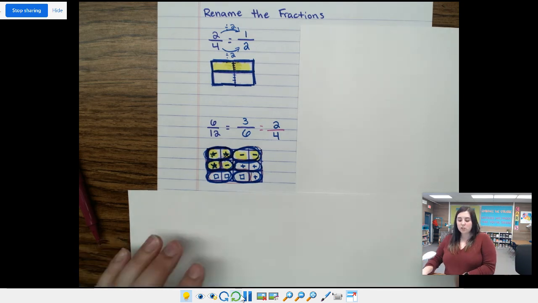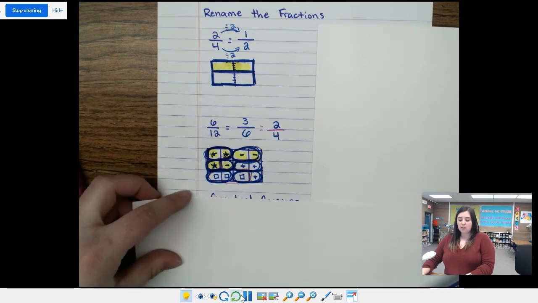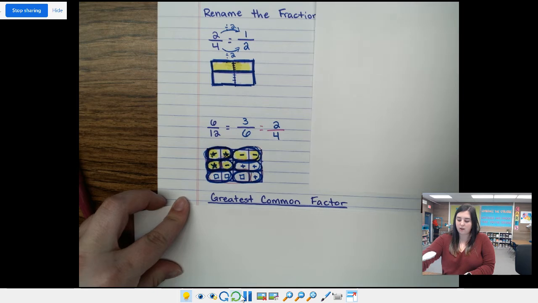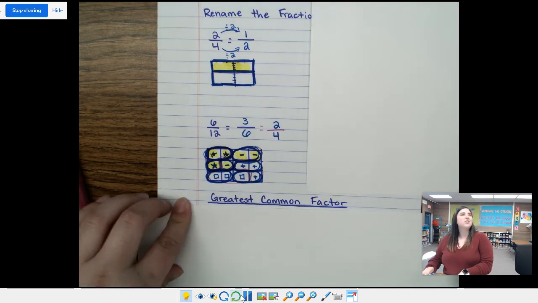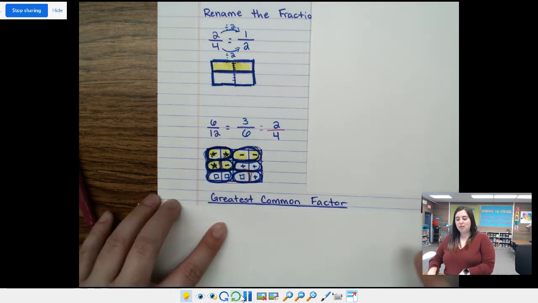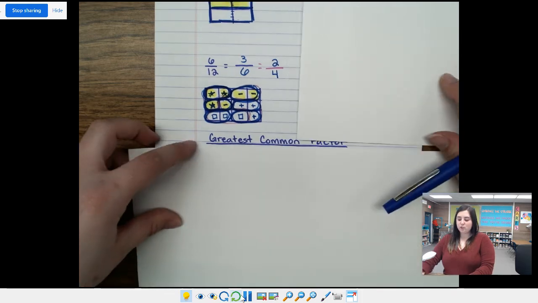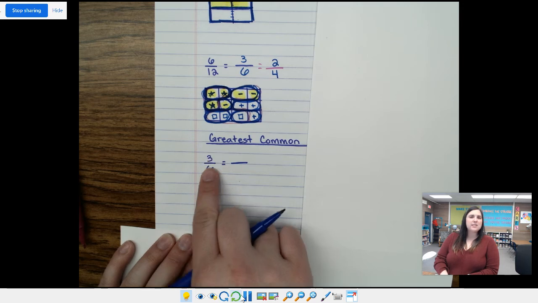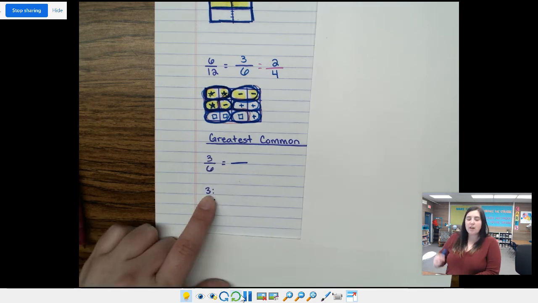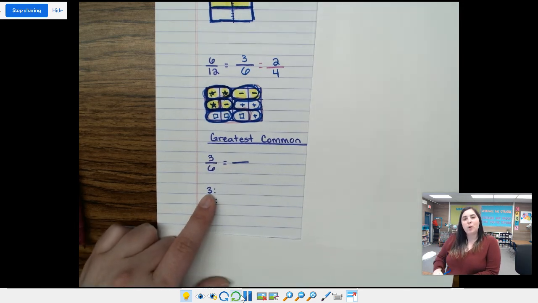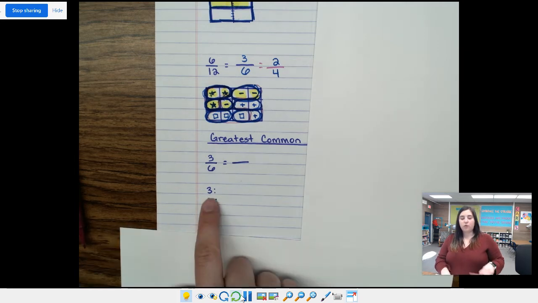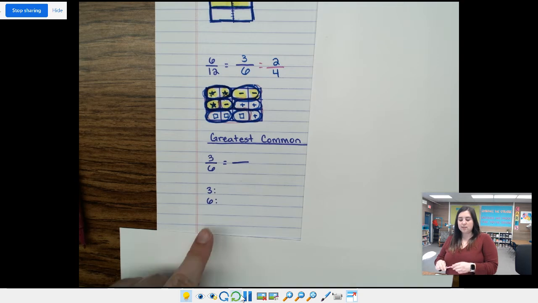So one strategy that I'm going to have us use is called finding the greatest common factor. Think to yourself, what is a factor? You've learned this before. Let's refresh our brains. So a factor, so let's say I'm working with 3, 6. A factor, I'm thinking, what numbers do I multiply together to get to 3 or to get to 6?